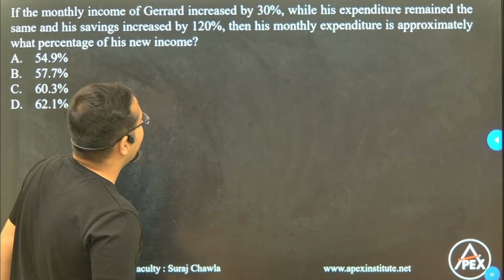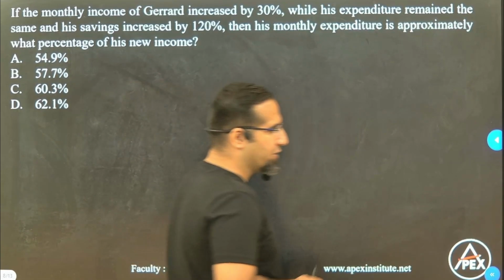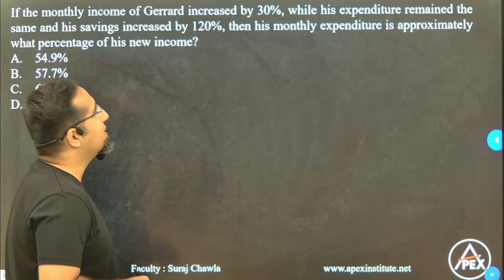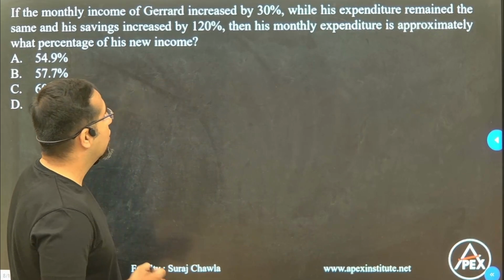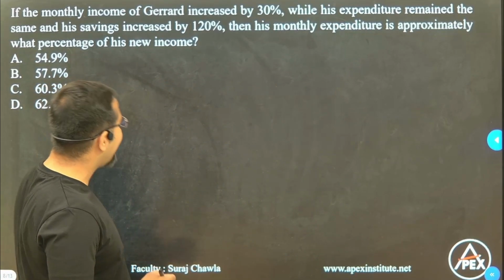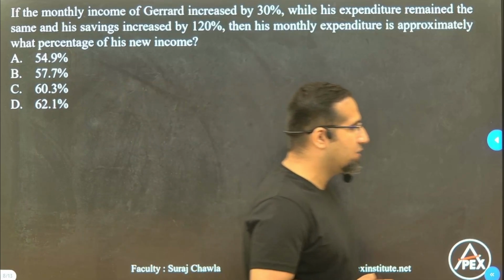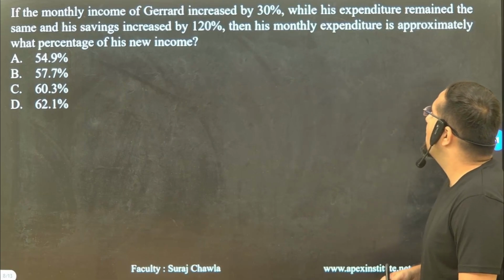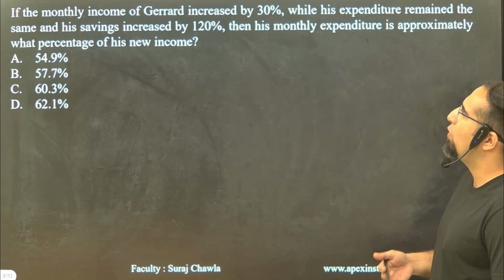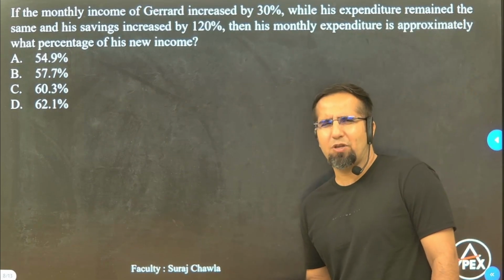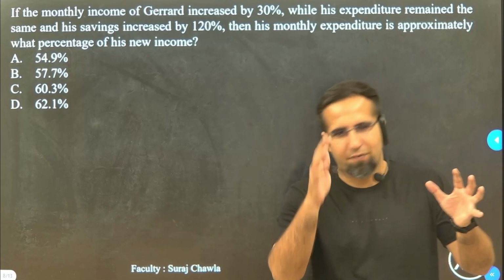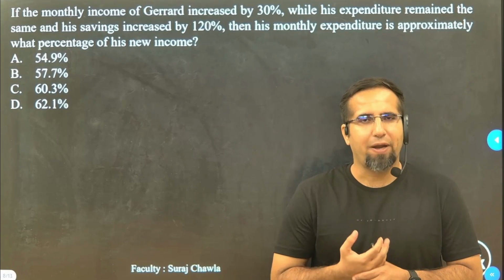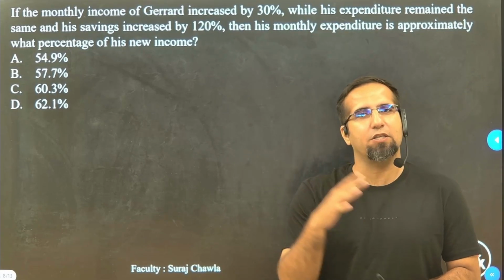Now this question is again a very simple question. Let's look at this question here. It says if the monthly income of Gerard increased by 30% while his expenditure remained same and his savings increased by 120%, then his monthly expenditure is approximately what percentage of his new income? The minute I read this, I have income, I have expenditure, and the question is talking about savings. Clear? Right? And we should also know that income minus expenditure is savings.